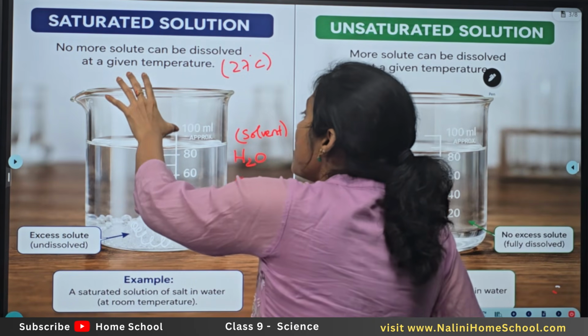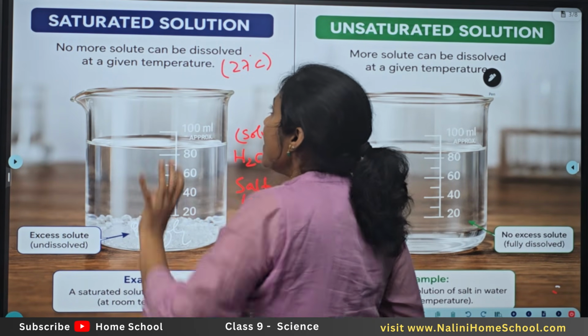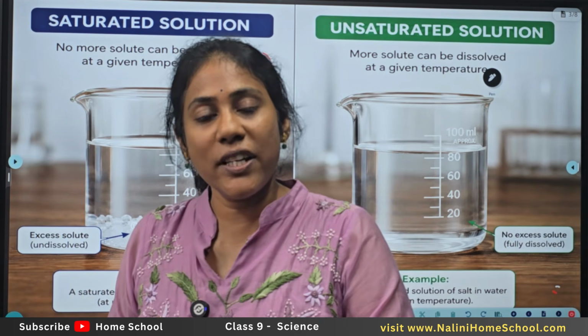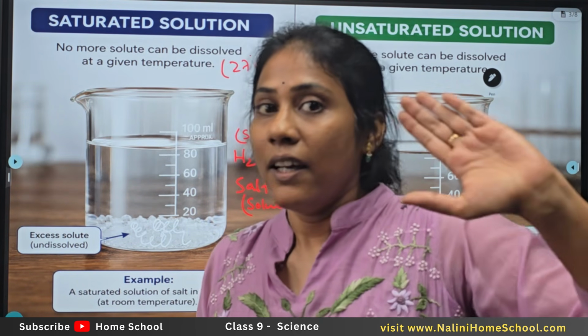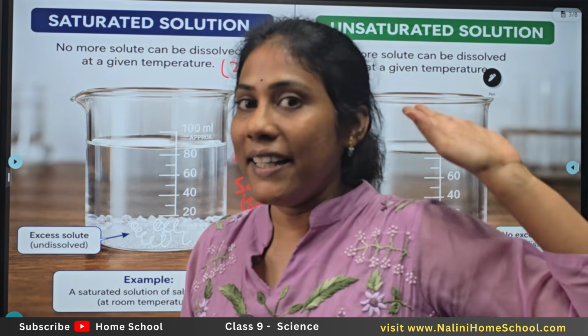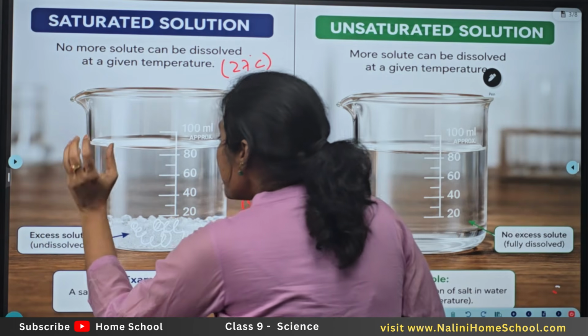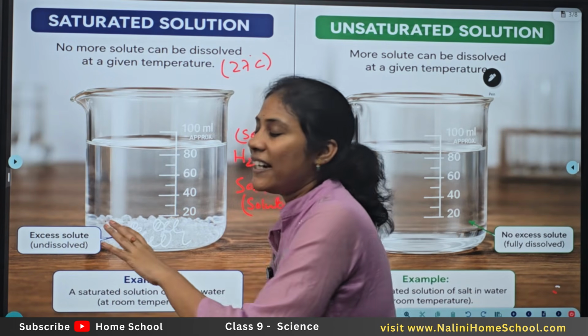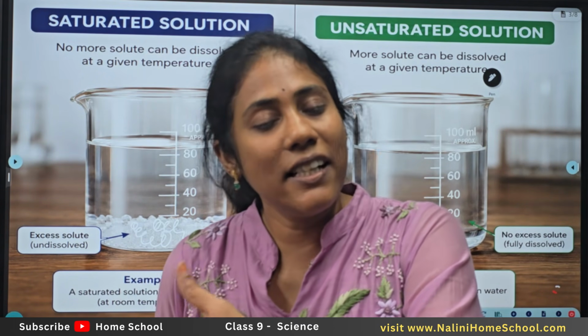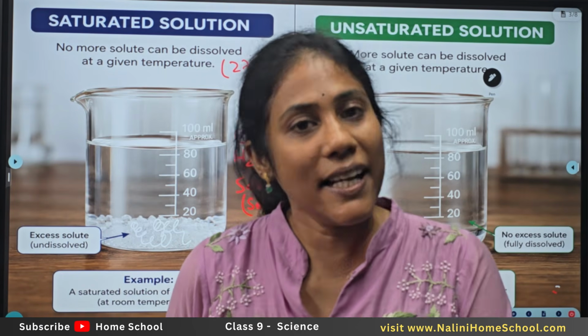Okay, so such a solution is called a saturated solution. So saturated means the limit is over. Above this, you cannot add any salt. If extra salt is added, all of that will not dissolve. It will settle at the bottom of the beaker as it is.